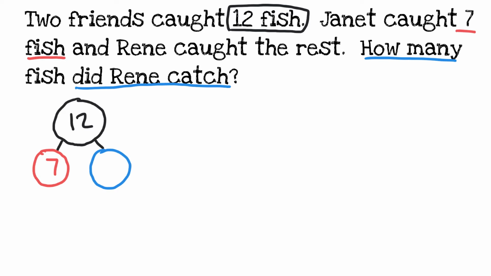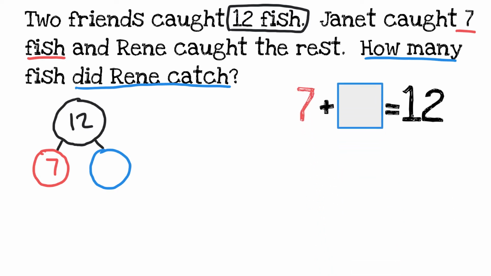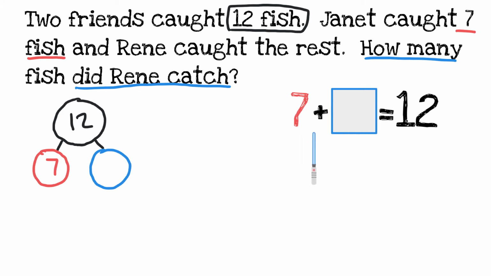If we were to write out a number sentence for this, an equation, it would look like this. 7 plus our mystery number equals 12. So to solve this, since we're adding, I want to show our total first. We know we have 12 altogether. So let's go ahead and draw that out. So we have 1, 2, 3, 4, 5, 6, 7, 8, 9, 10, 11, 12.